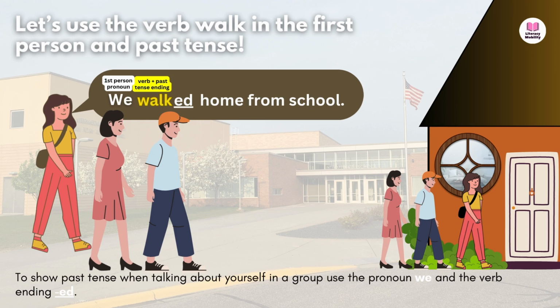Let's use the verb walk in the first person and past tense again. We walked home from school. To show past tense when talking about yourself in a group, use the pronoun we and the verb ending with ed.